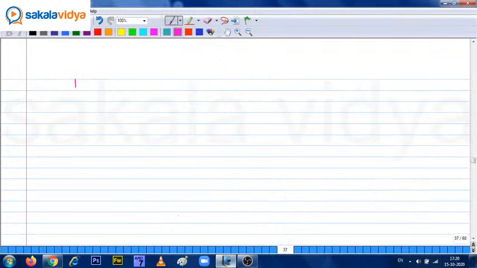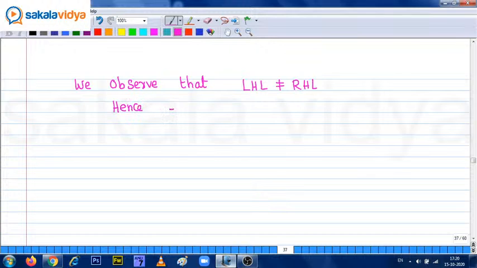Now we observe that LHL does not equal RHL. Hence, limit x tends to 2, f of x does not exist. So this conclusion needs to be given.